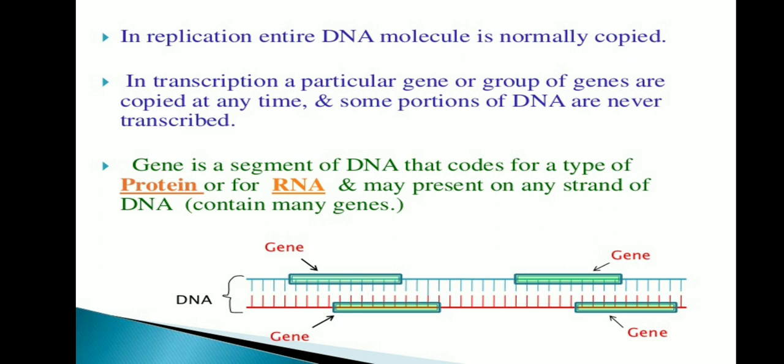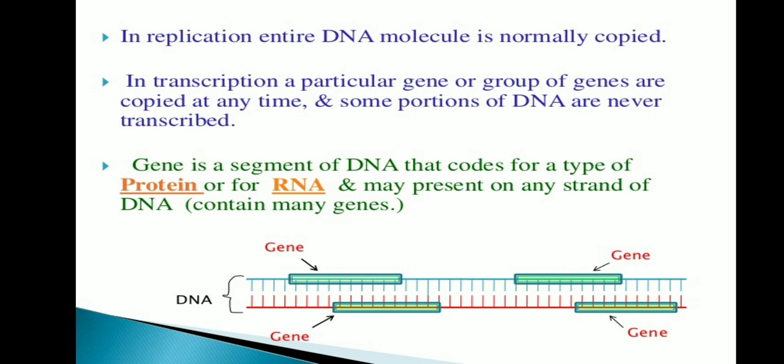In replication, the entire DNA molecule is normally copied. In transcription, a particular gene or group of genes is copied at any time, and some portions of the DNA never get transcribed. That is called the euchromatic region and heterochromatin region of the DNA.